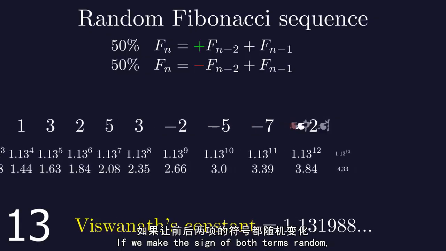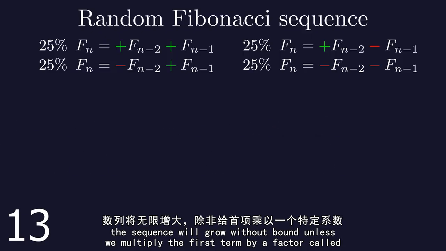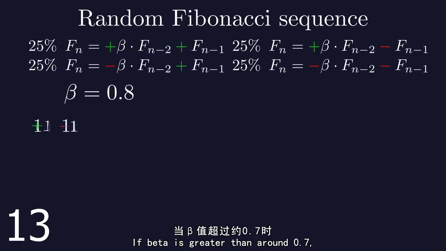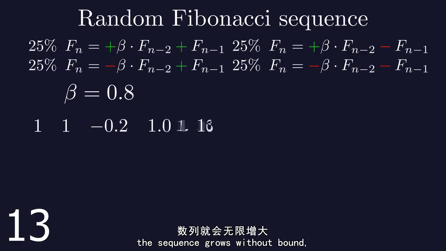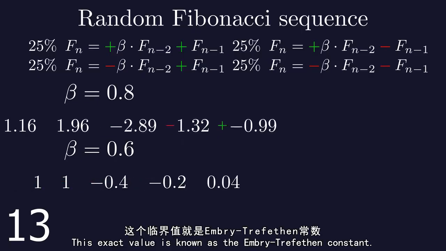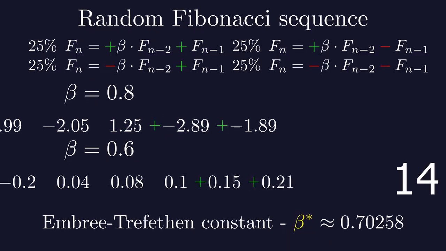If we make the sign of both terms random, the sequence will grow without bound unless we multiply the first term by a factor called beta. If beta is greater than around 0.7, the sequence grows without bound, but if it's smaller, it decays to 0. This exact value is known as the Embree-Trefethen constant.